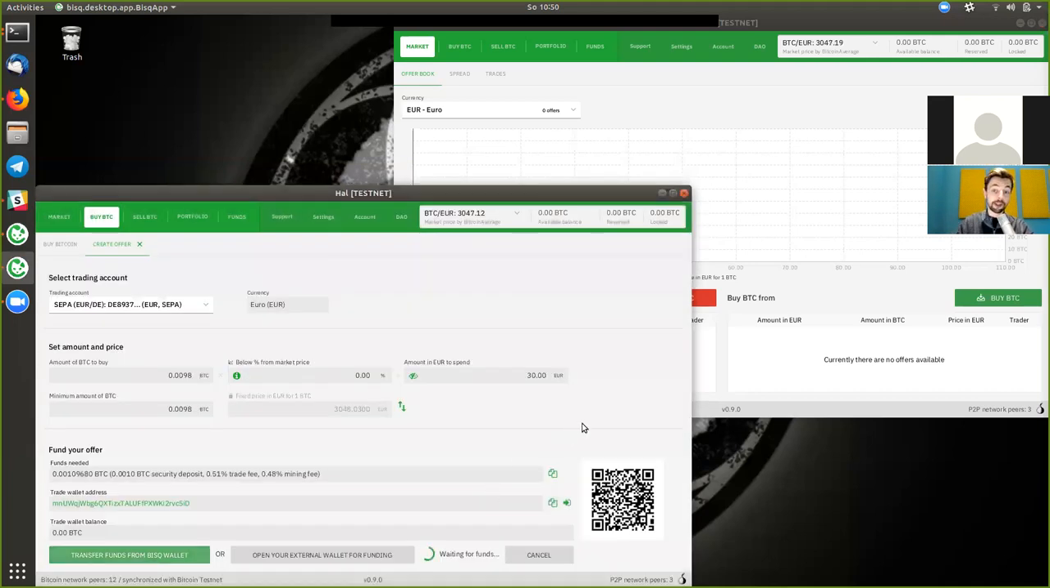And of course, then this means that we do have to provide this security deposit. And for that, I get out my little phone testnet wallet, which we, of course, all should be running. I scan the QR code.